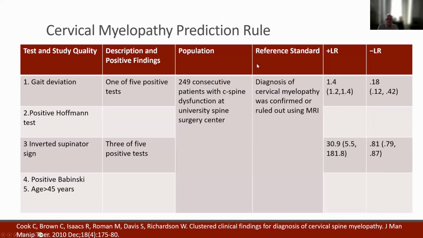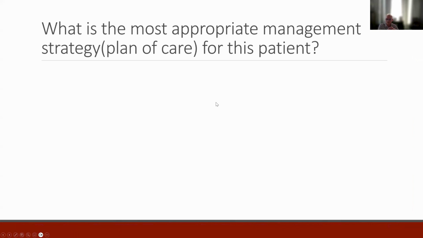In her case, the patient had gait deviation and ataxia, and a positive Hoffman's. They're over 45, so they've already got 3 of 5, and that 3 of 5 is really predictive of myelopathy. So this patient has myelopathy as well as radiculopathy. I'll ask you, what's the most appropriate management for this patient? Let's say this patient comes to see you, referred to PT. You don't have any imaging or anything else. It's a direct access patient.